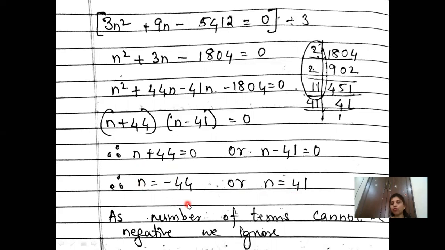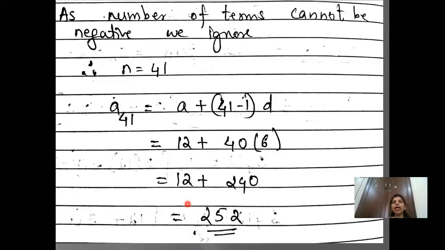As minus 44 is not possible, as the number of terms cannot be negative, we ignore that and we take n is equal to 41. Now a41 is equal to a plus (41 minus 1)d. You substitute the value for a as 12, d as 6, and 40 into 6 we got 240. 240 plus 12 is 252. That is how we get the value of the last term.